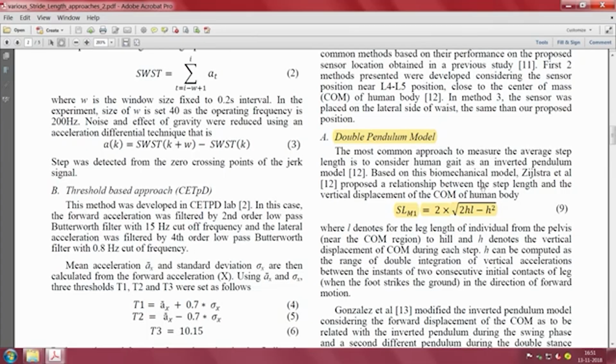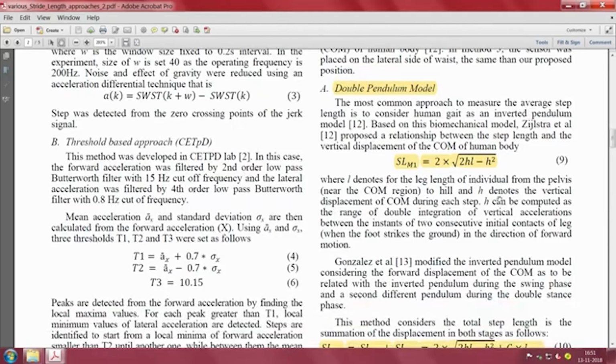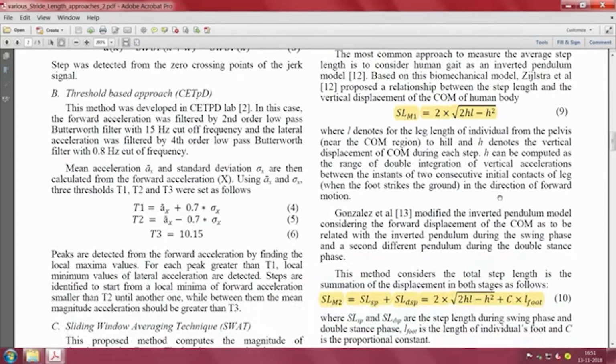Based on a biomechanical model, the authors propose a relationship between the step length and the vertical displacement of the COM of the human body. Okay, so you can see that they talk about almost the same thing: the leg length of the individual from the pelvis near the COM region to the heel, and H denotes the vertical displacement of the COM.